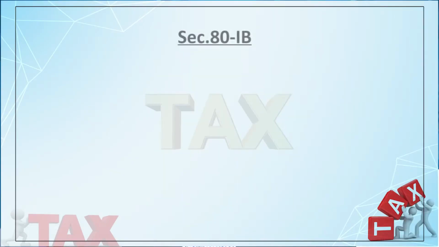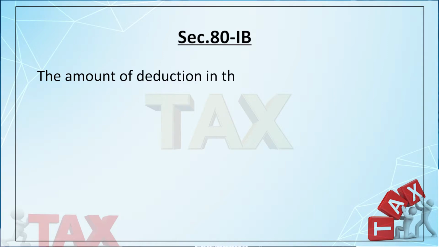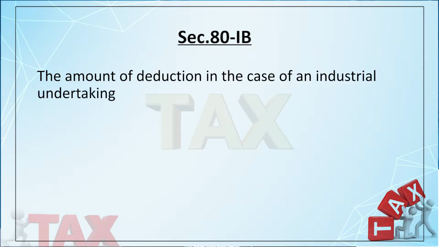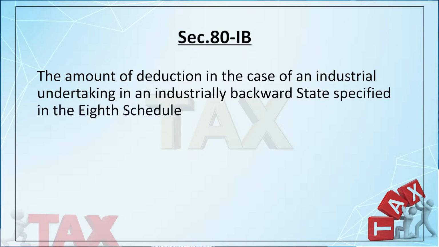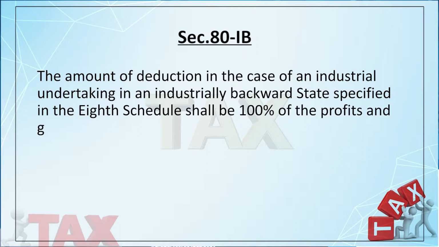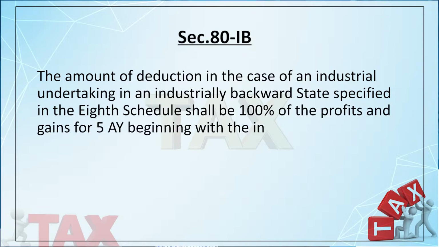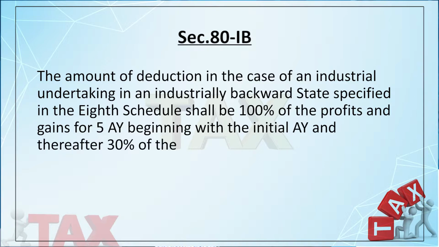So, the company is getting deduction if it establishes any new unit in a special economic zone. So, section 10AA will be effective. Then you may consider section 80IB. In section 80IB, it says the amount of deduction in the case of an industrial undertaking in an industrially backward state specified in the 8th schedule shall be 100% of the profit and gains for 5 assessment years beginning with the initial assessment year, and thereafter 30% of the profit and gains for the next 5 years.